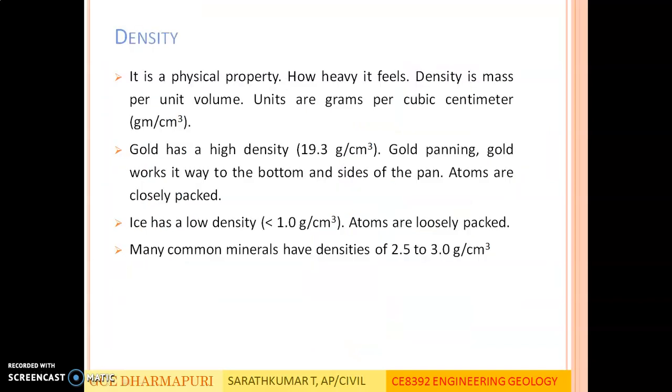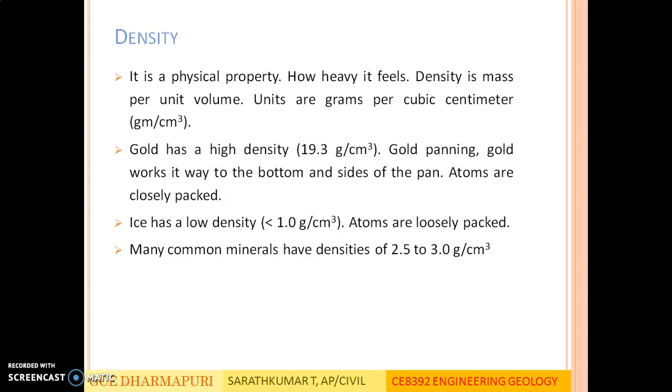So the next physical property is density. It is basically how heavy a mineral feels. Density is mass per unit volume. Here the units are gram per cubic centimeter. The units can be anything, like kg per meter cube also. Of all the minerals, gold has a high density, 19.3 gram per centimeter cube.